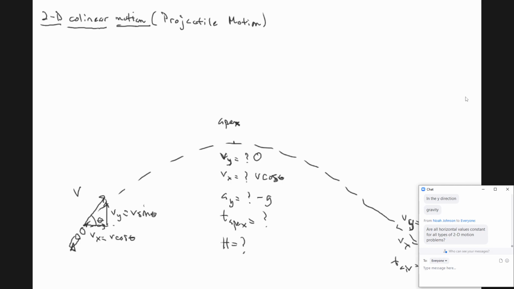It is V sine theta for the vertical component. This is the horizontal. I had a student ask, is it not V sine theta for the vertical component? And I was like, yes. Correct, Noah. All horizontal values are constant for all types of 2D motion, unless you have air resistance, in which case you do not have for the MCAT.